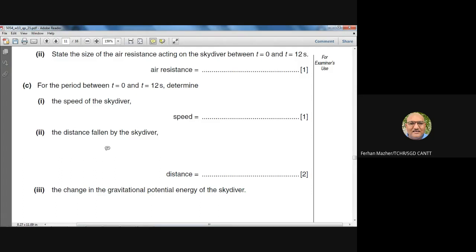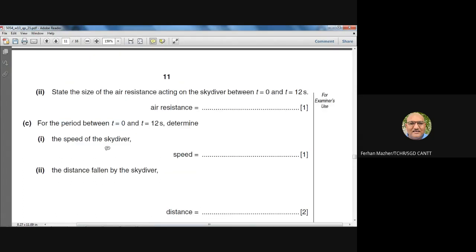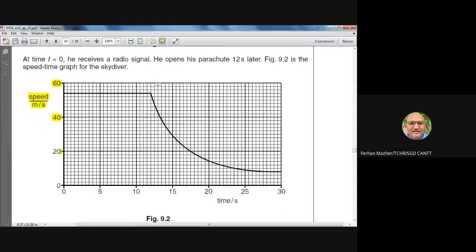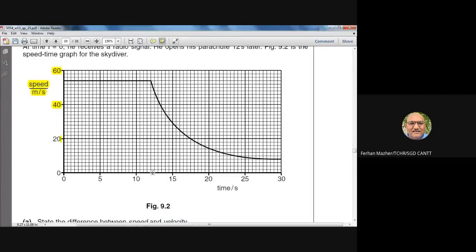It's very simple. I can find the area under the speed-time graph. The area under the speed-time graph up to 12 seconds is a kind of rectangle. So just find the area under the speed-time graph, which will represent the distance traveled. Up to here it's a rectangle, so you can find its area very simply.